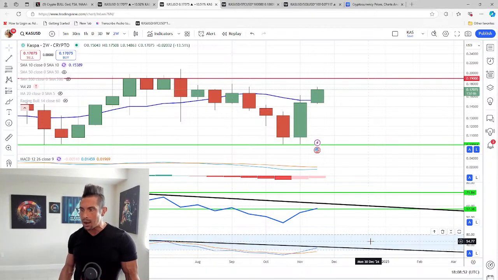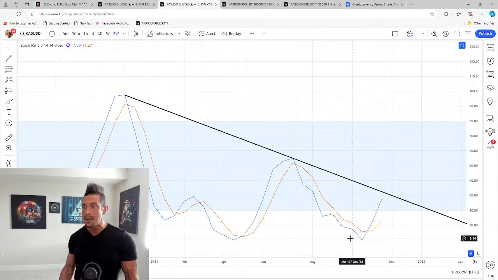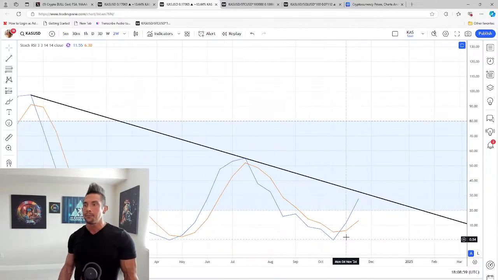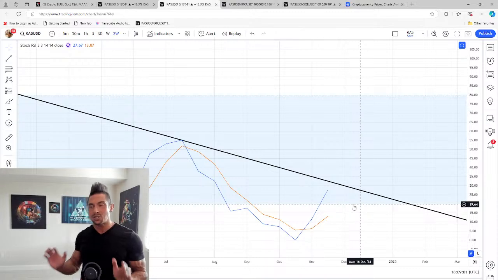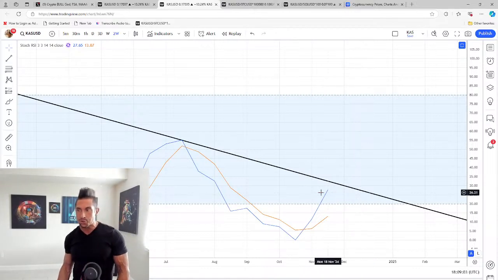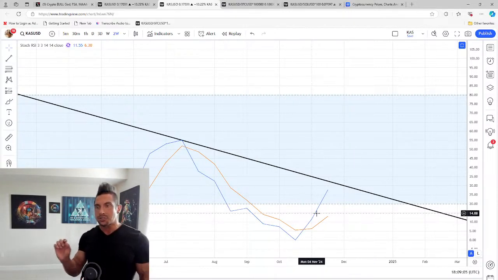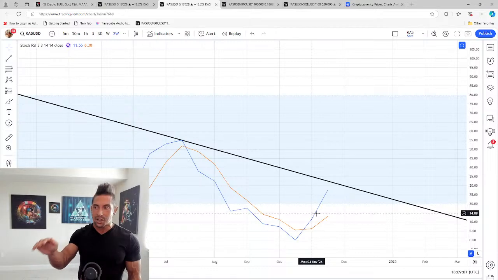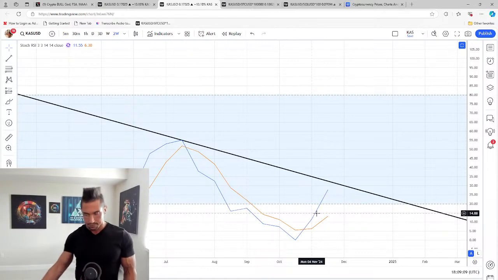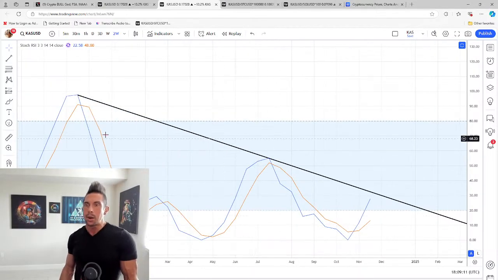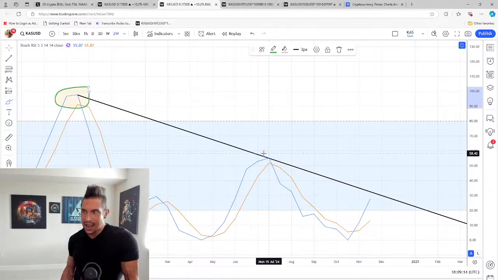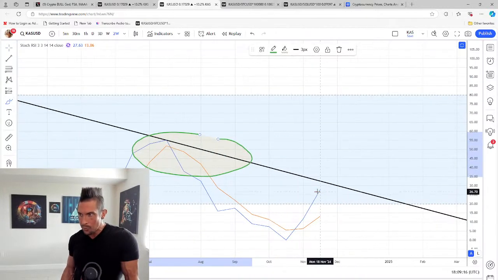Let's go from bottom to top. Let's go to the stochastic RSI. As you can see on the stochastic RSI, now it's very bullish. Typically, we see strong moves when we see the trigger line breached. The stochastic RSI on the 2-week has just crossed above 20. Very, very bullish.